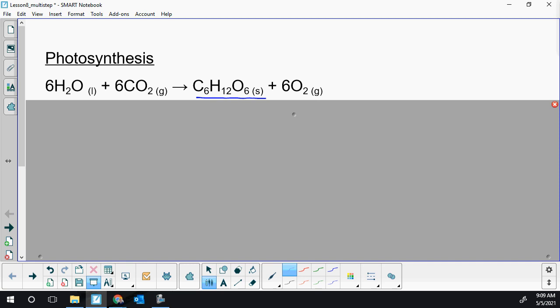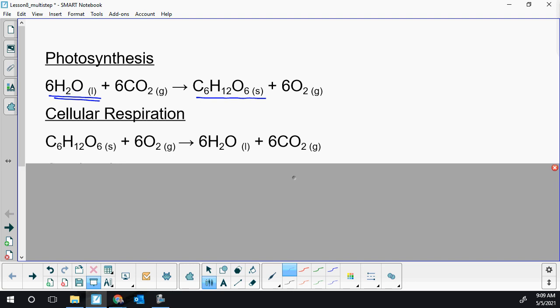One big thing I want to highlight is that in photosynthesis, or anything that happens inside a cell, the state of the water is liquid. Now, where that affects us in this unit is that liquid water and gaseous water have different molar enthalpy values.